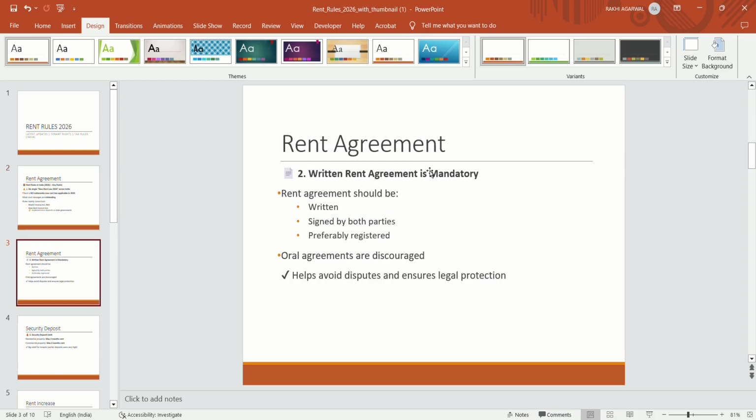A written agreement is mandatory, that is, the agreement should be written, signed by both the parties, preferably registered. Oral agreements are discouraged. A written agreement helps to avoid disputes and ensures legal protection.